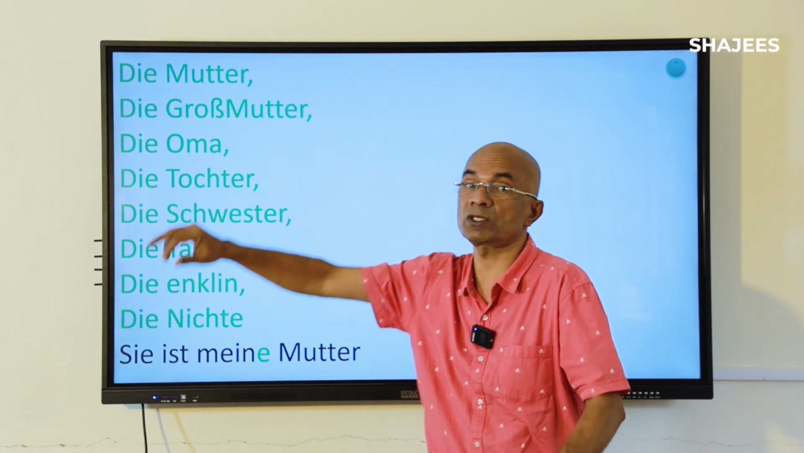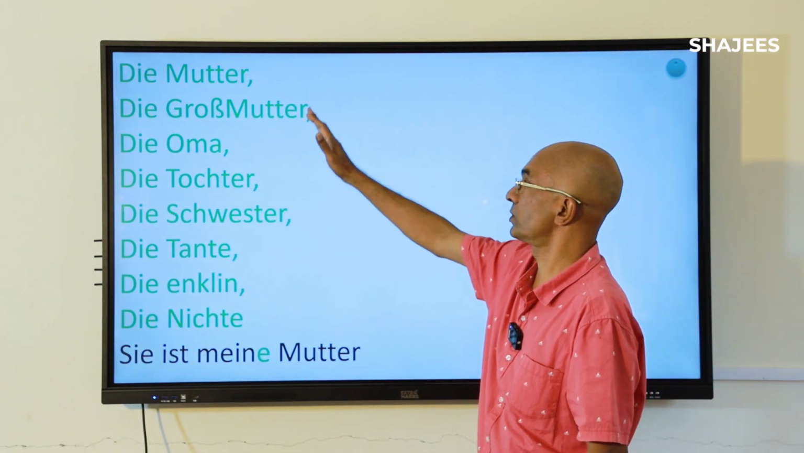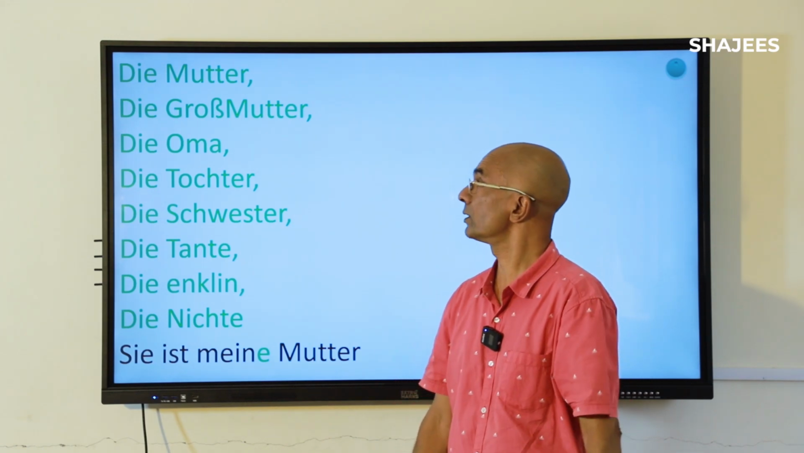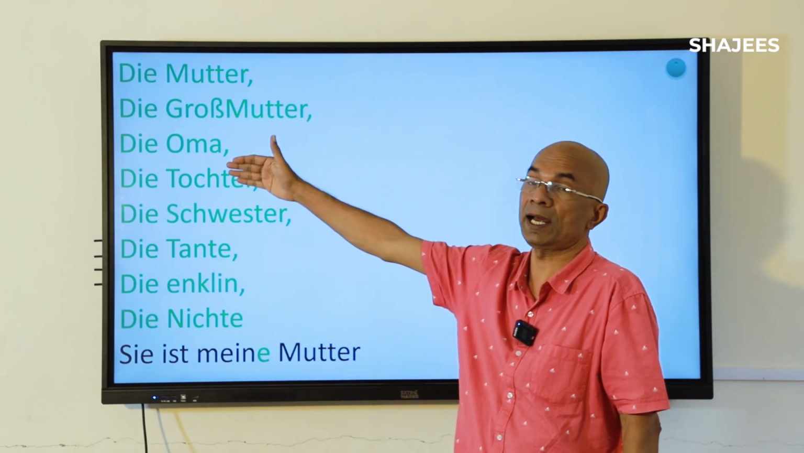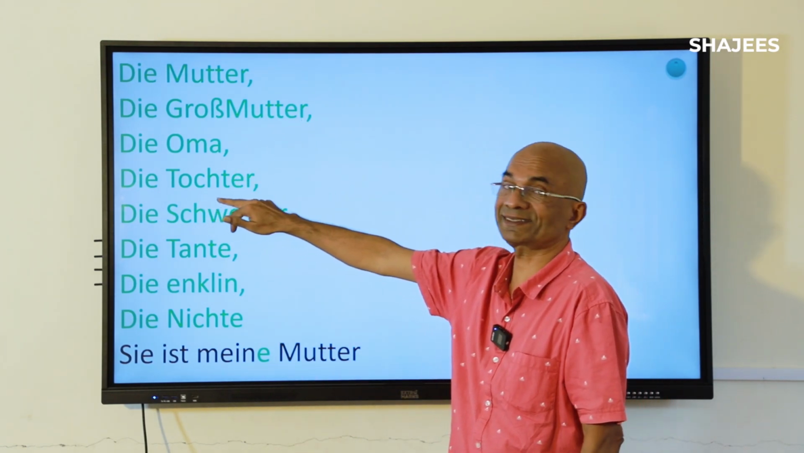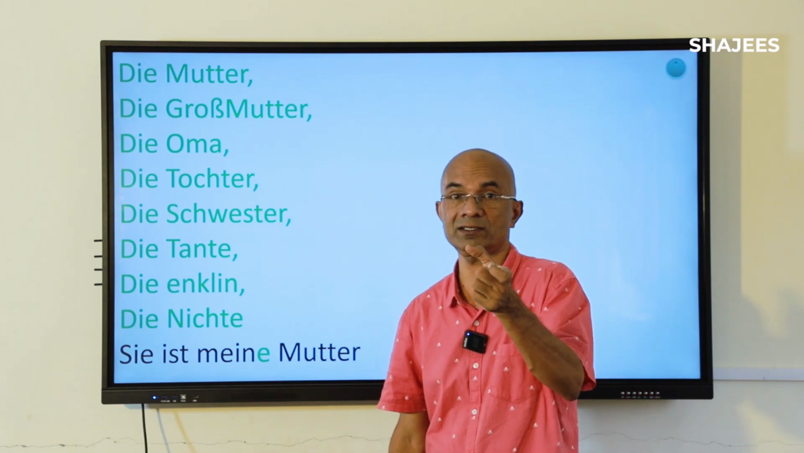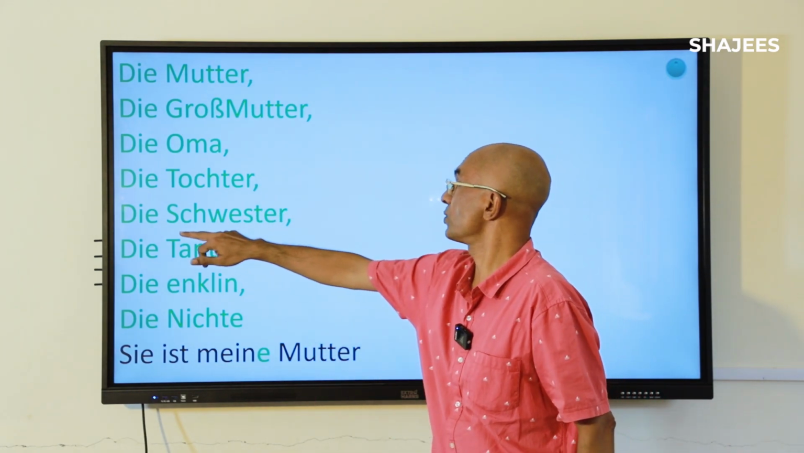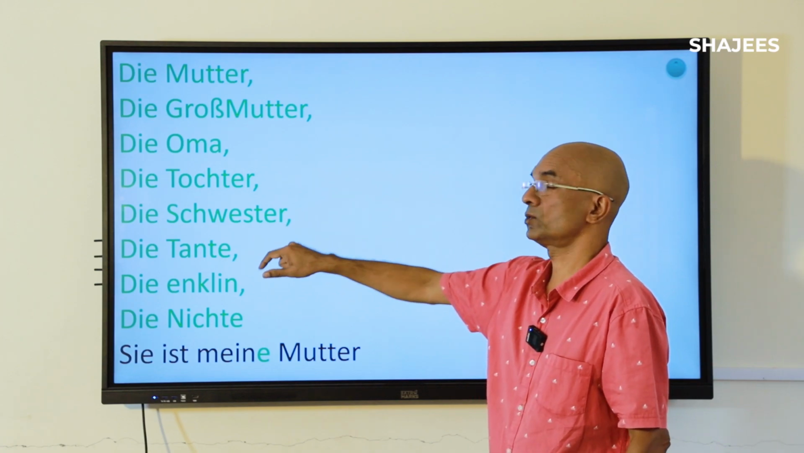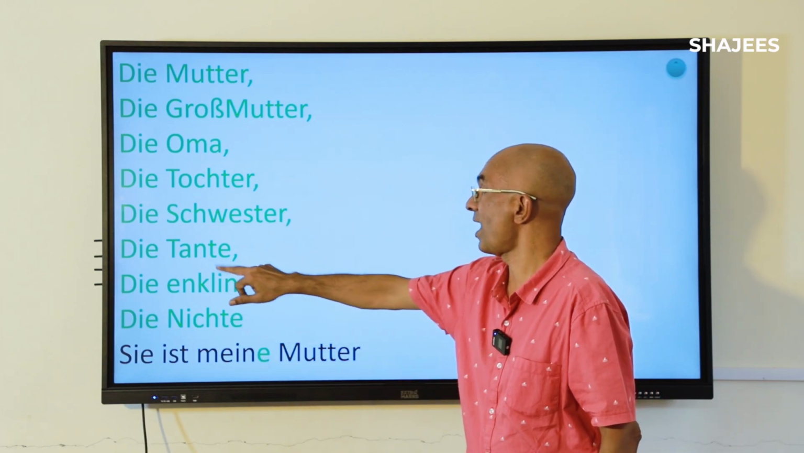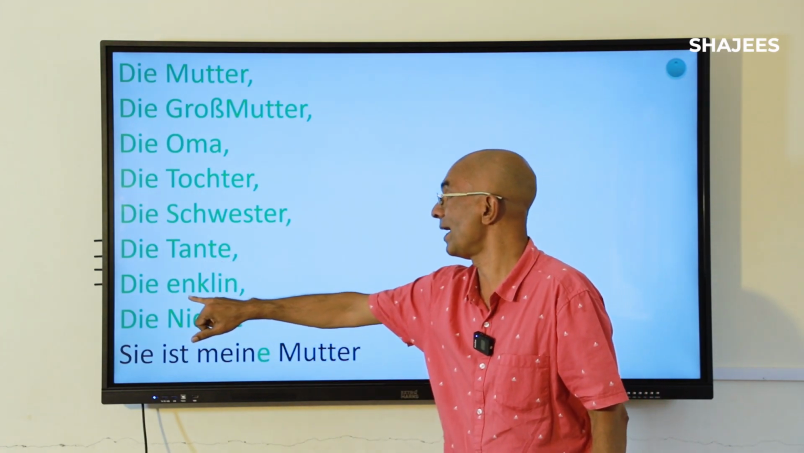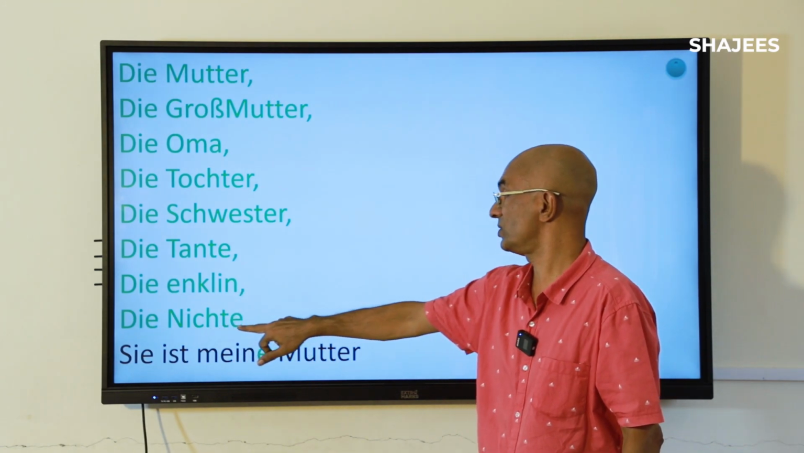Okay, Mutter means mother. Großmutter means grandmother. Oma is a grandma. Tochter means daughter. Okay, then Schwester. Schwester means sister. The Tante means aunt. The Enkelin. The Nichte.